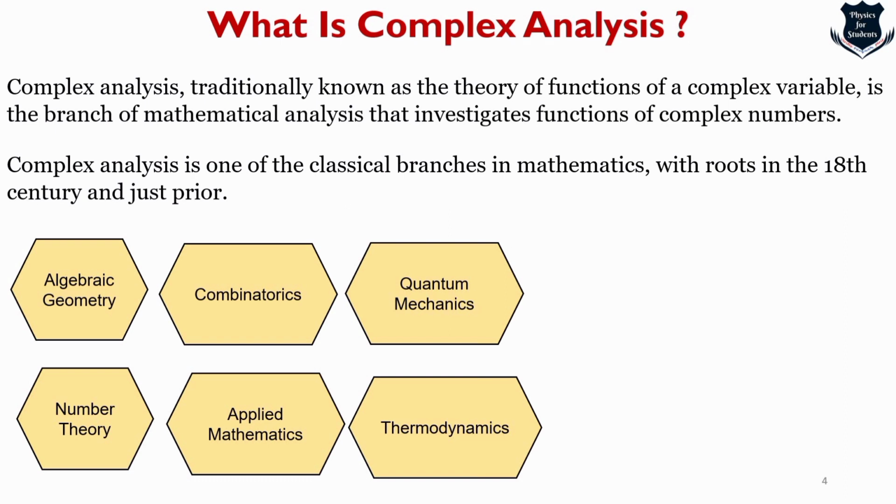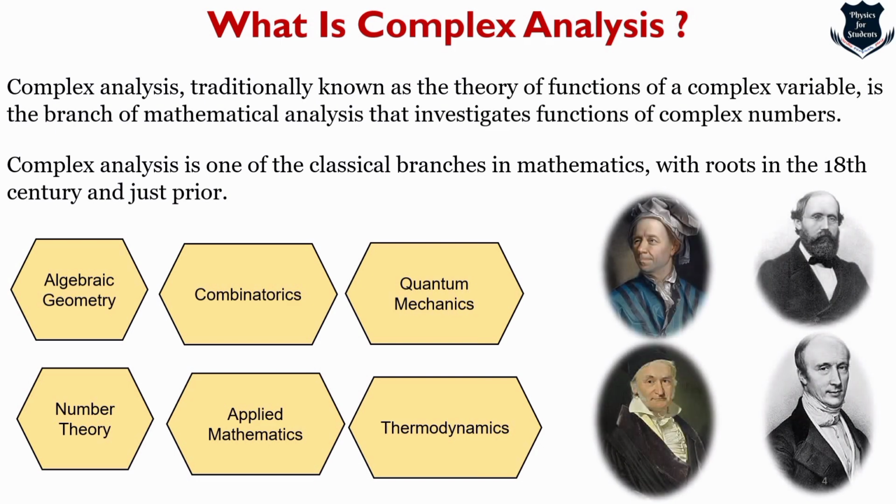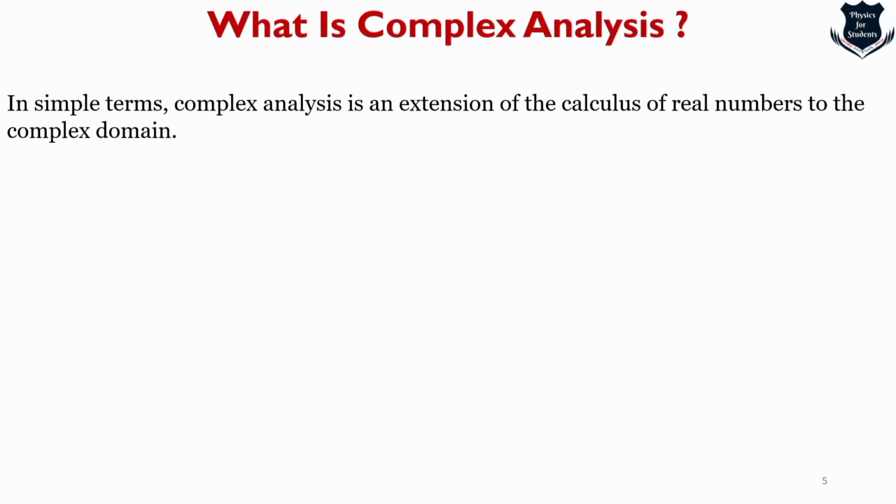It includes important figures like Euler, Gauss, Riemann, Cauchy, and Weierstrass, and many more in the 20th century. Complex analysis, in particular the theory including conformal mappings, has many physical applications and is used throughout analytic number theory. In simple terms, we can also say that complex analysis is an extension of the calculus of real numbers to the complex domain.